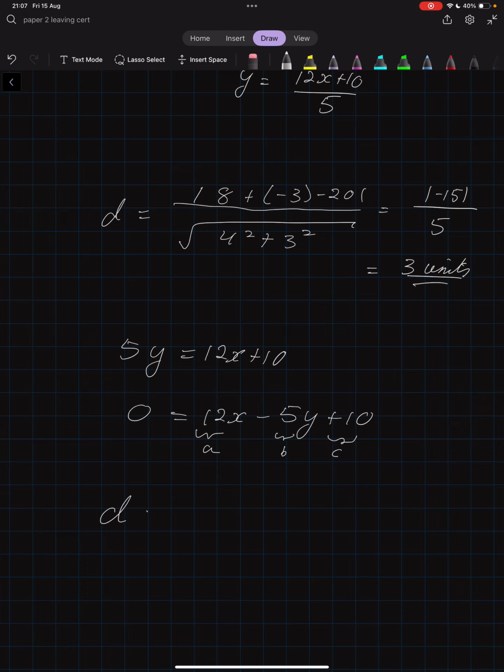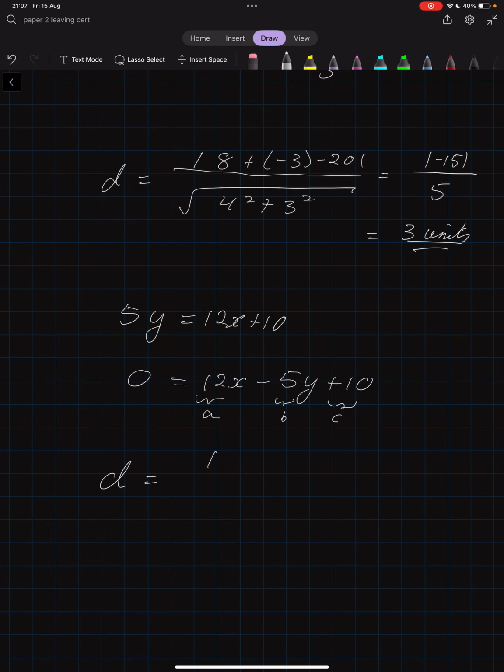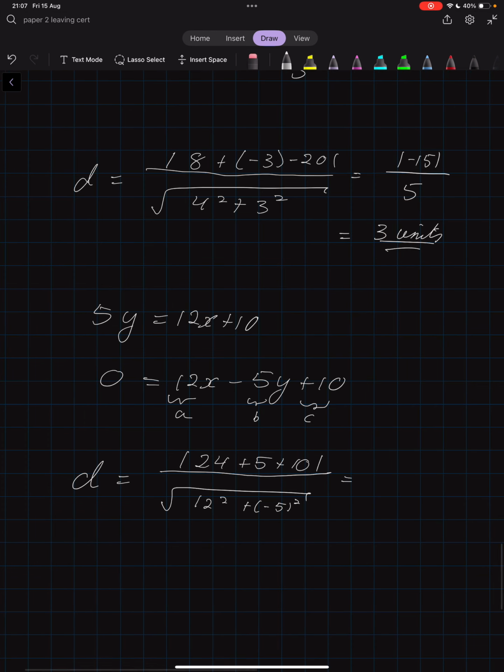So the distance for this one is going to be, you're plugging in 2 and minus 1. So it's 12 times 2, that's 24. Minus 1 in there is plus 5, plus 10, all over the square root of 12 squared plus minus 5 squared. So on top, I'm going to get 39, all over 13. And this is indeed 3 units.